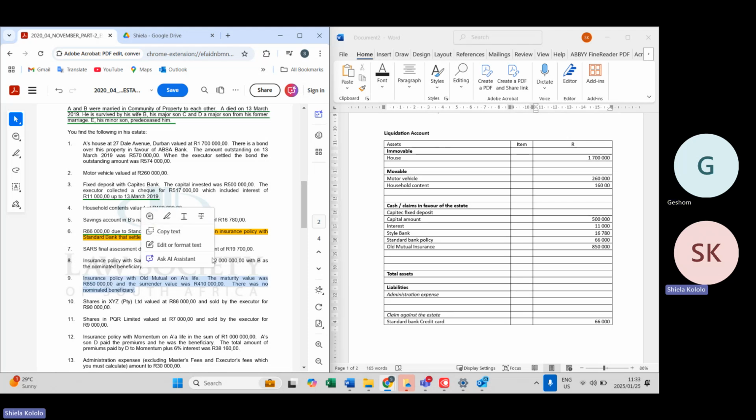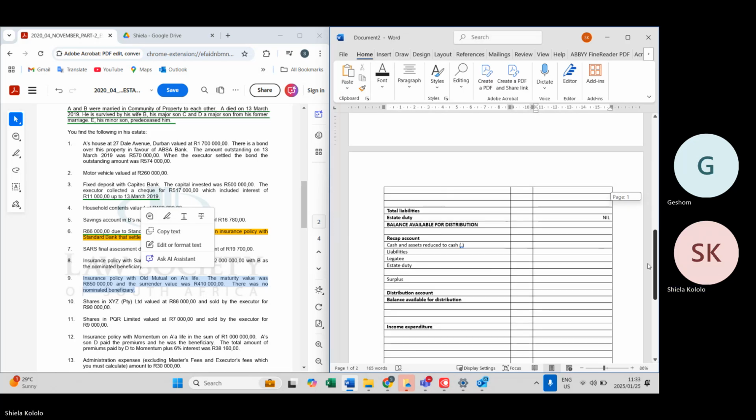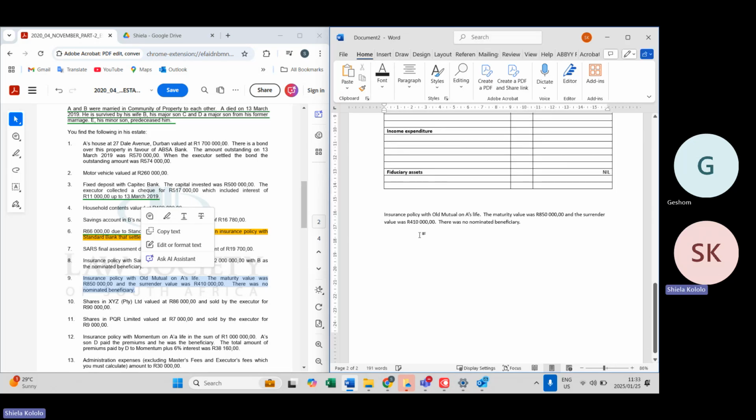So let's say the facts say insurance policy with Old Mutual on B's life. The maturity value was and the surrender value was, taken by the deceased, or A, whatever you want to say. So now A in this scenario would have taken a policy on B's life, right? He was paying the premiums. He obviously took the insurance policy hoping that B is going to die first and he will get the insurance money, but it does not happen like that.